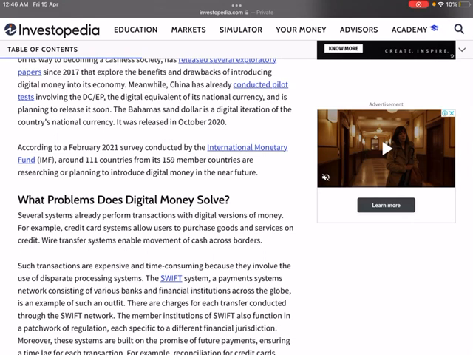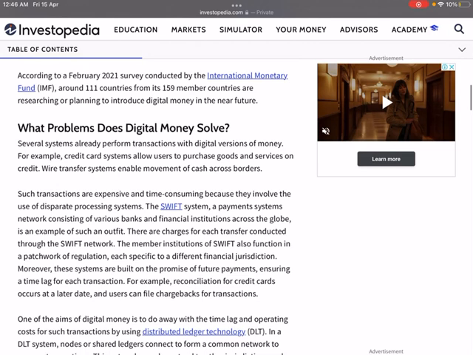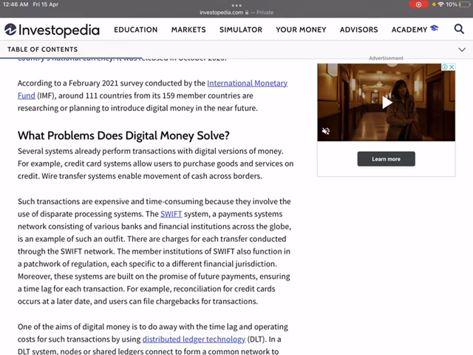The Bahamas Sand Dollar is a digital iteration of the country's national currency. It was released in October 2020. According to a February 2021 survey conducted by the International Monetary Fund, around 111 countries from its 159 member countries are researching or planning to introduce digital money in the near future.